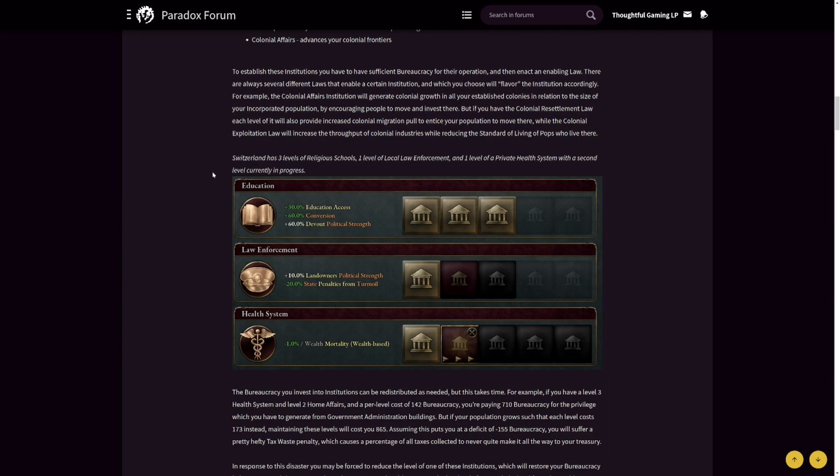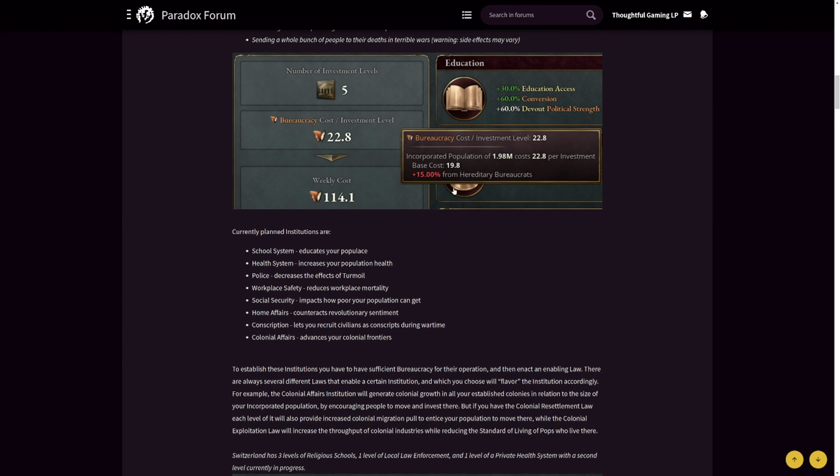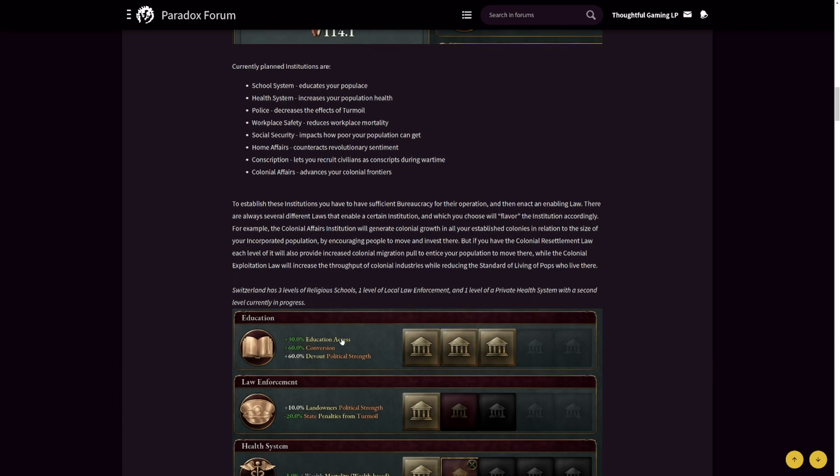An example here is Switzerland. Switzerland has 3 levels of religious schools, 1 level of local law enforcement, and 1 level of a private health system, with a 2nd level currently in progress. As you can see here, it has 30% more education access. That's the example from above: 60% conversion, 60% devout political strength.